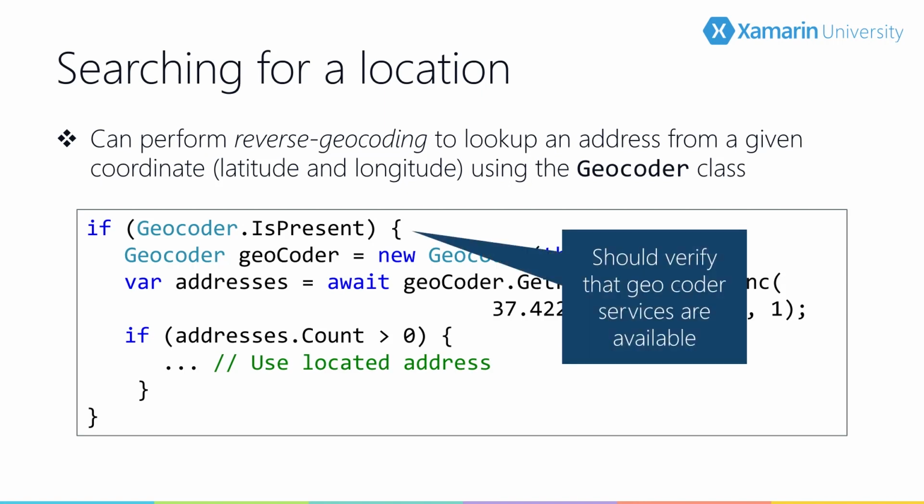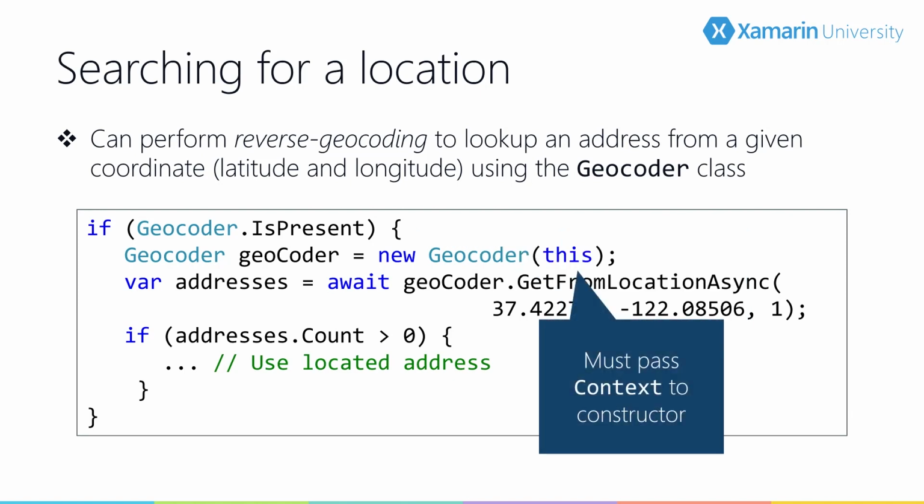We can test this through the static isPresent flag on the geocoder class. Once we're confident that we have the geocode support, we can instantiate a new geocoder object, pass our context, and then use the location methods to find things around us.